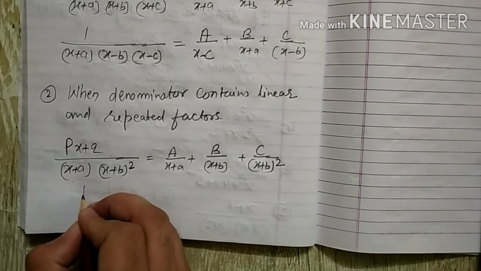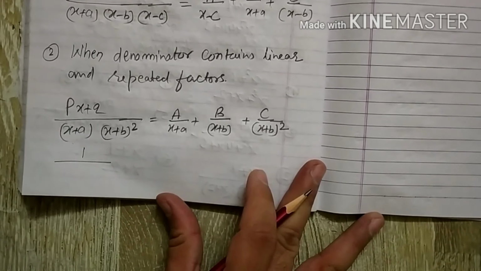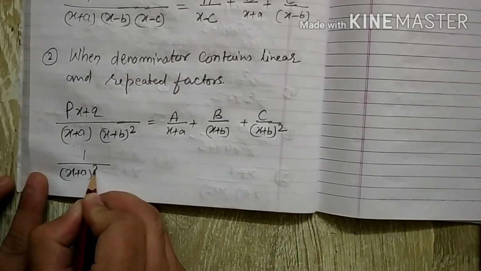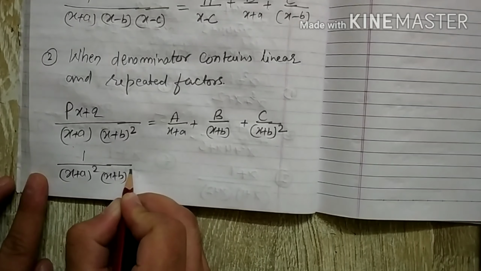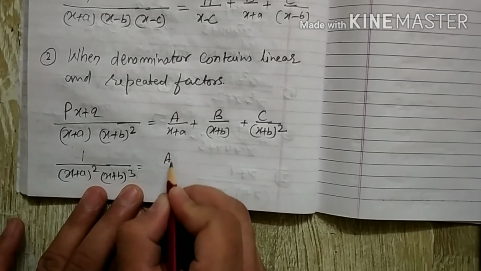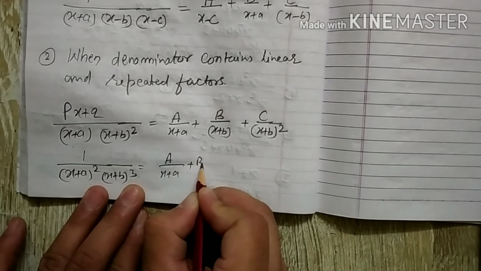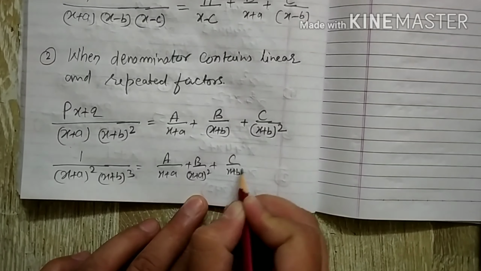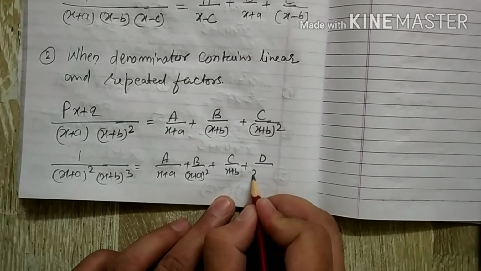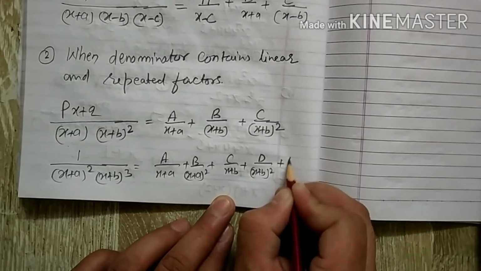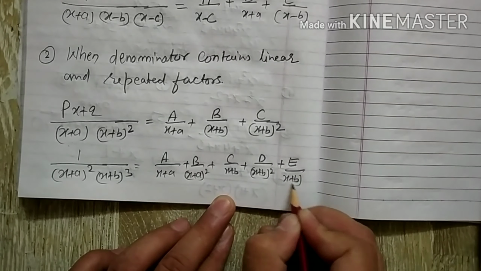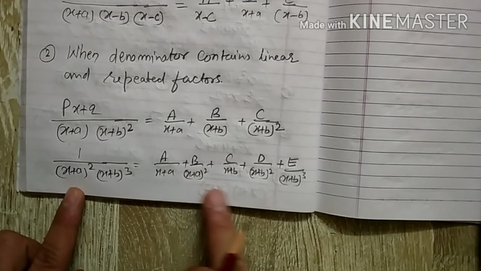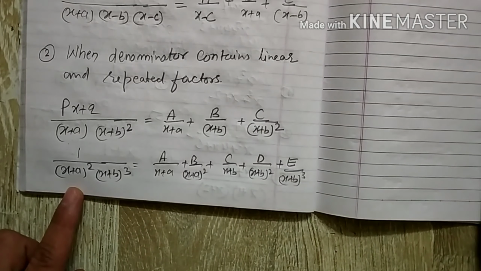I can write one more concept and one more example. Suppose I am writing x plus a whole square and x plus b whole cube. So how will you write? A upon x plus a, B upon x plus a whole square, C upon x plus b, D upon x plus b whole square, and E upon x plus b whole cube. How many factors were there? 5 factors were there, so we split it into 5 partial fractions. Hope you understood, dear students.